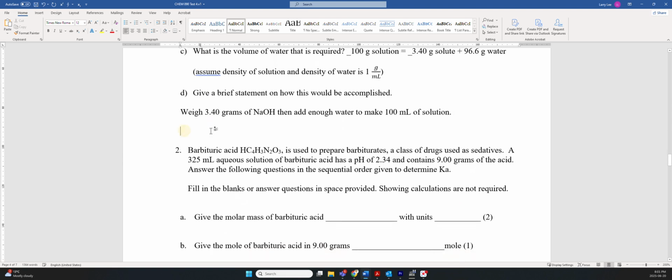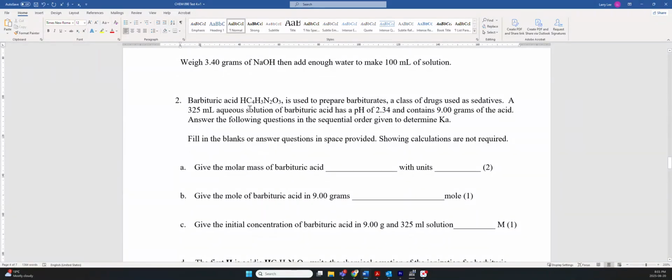The next one is barbituric acid. We could call it H-barb if you want, but we could just keep it like this. The first hydrogen is the acidic hydrogen. And what you want to do here is, let's copy this because we'll need it later. The first question is, what is the molar mass?